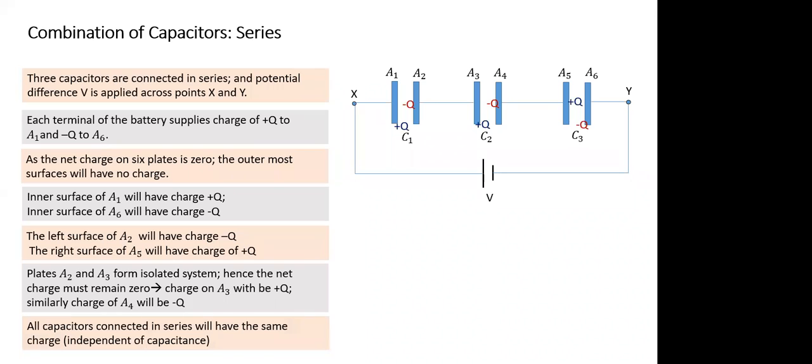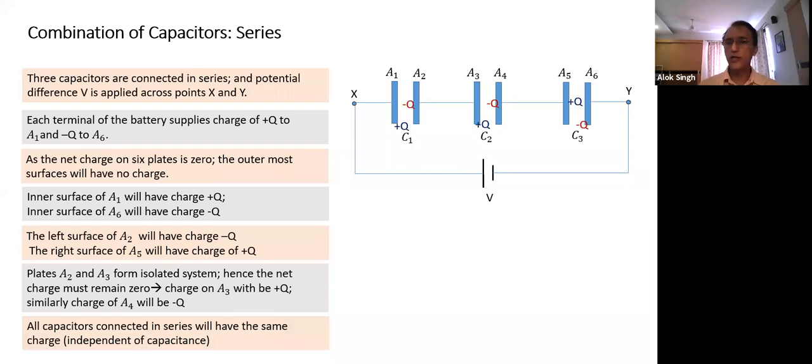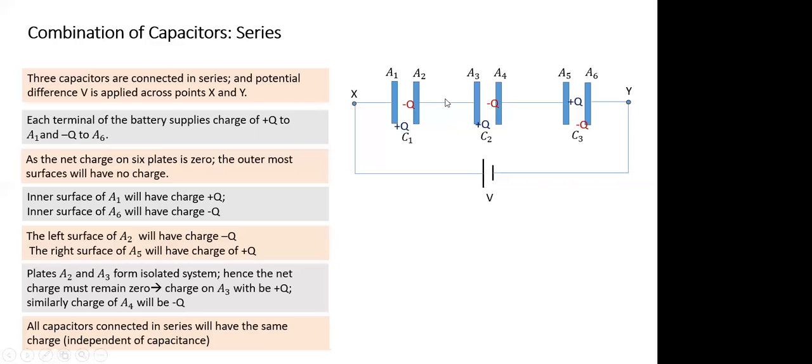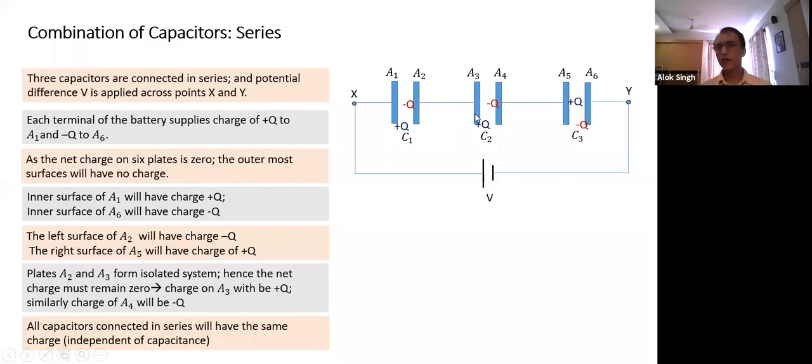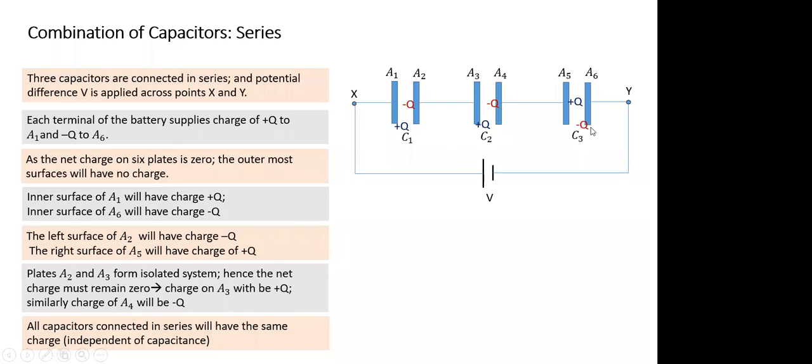Sir, in the A3 and A4 plates, what about the charge on the inner and outer surfaces? Even there, the field in this part will be 0. All the charge is always on the opposite faces only. This charge has come from the battery, and this charge also is because of the battery connection.